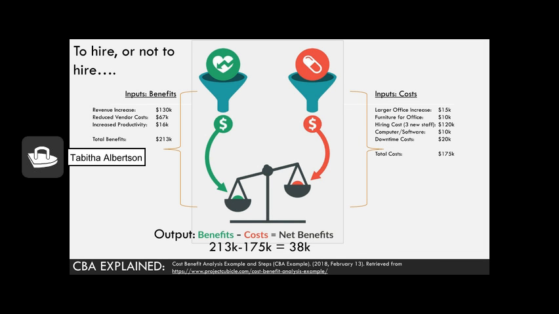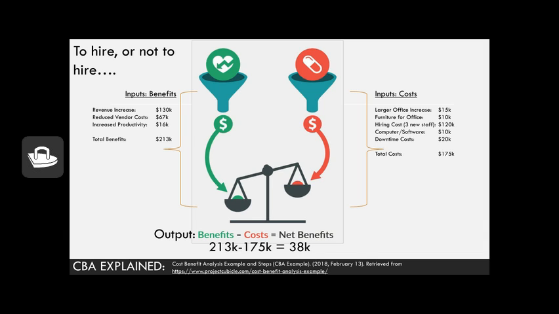So in its simplest form, here's a real-life example of a tech company that completed a cost-benefit analysis to determine whether or not hiring additional employees would increase their profitability. As you can see from the visual, we have two inputs into the process, total costs and total benefits. Looking at total benefits first, this company estimates that hiring 3 new employees will increase their revenues by $130,000 per year. Additionally, it'll save them $67,000 in vendor costs as they won't need to outsource business to third parties anymore. And finally, they estimate about $16,000 in increased productivity. So for a total benefit potential of $213,000.